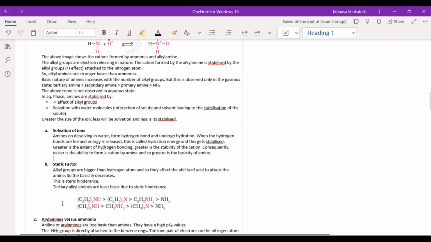When an amine is getting dissolved in water, it forms hydrogen bonds. The greater the extent of formation of hydrogen bonds, the greater the stability of the cation formed. I should stop saying carbocation. I know, I'm sorry. Next is the steric factor. The bulky groups will make sure that the acid is not able to come and attack the amine, and this in turn will make sure that the basicity is going to decrease.